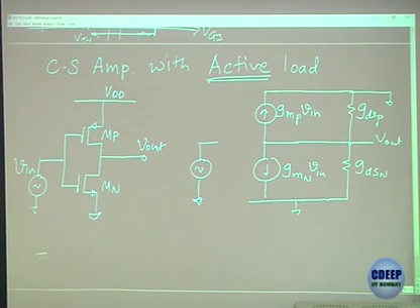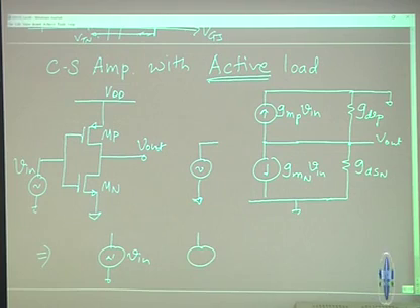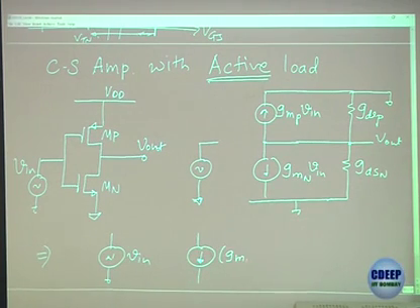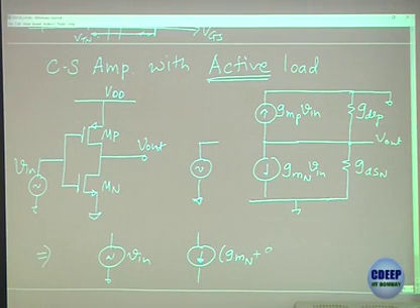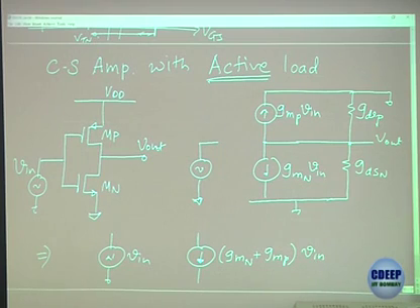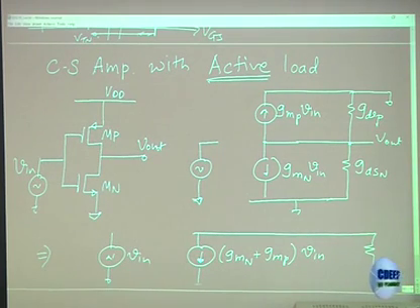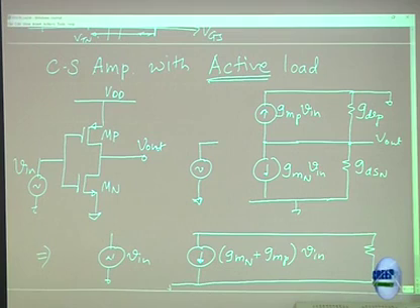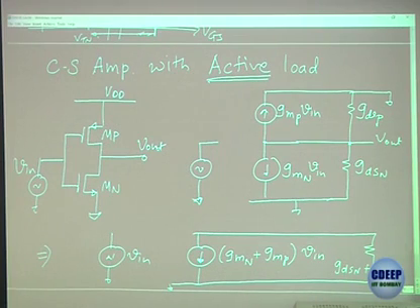Okay. So simplifying, all we get is very simple. V in, GMN, GMP, VN, and what is this resistance going to be? Anybody? GDSN plus GDSP. Does that make sense?